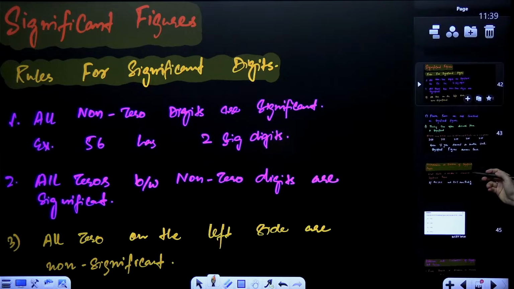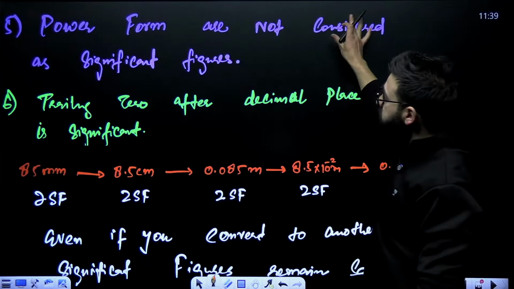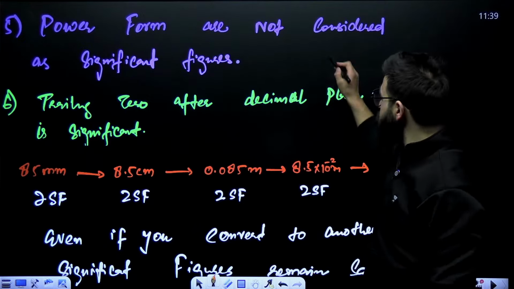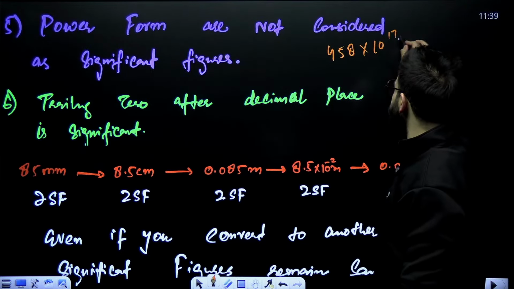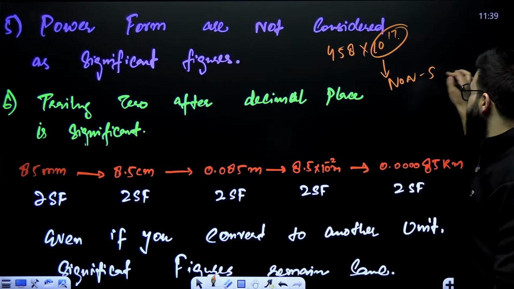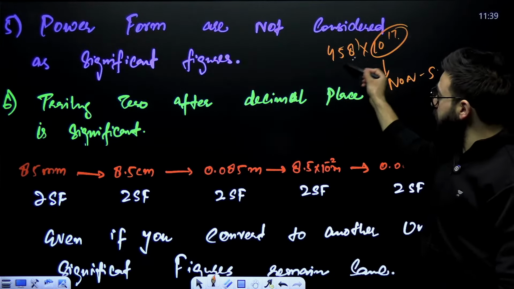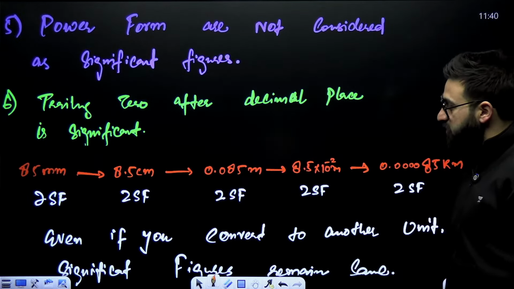Next, power forms are not considered to be significant. Like 458 into 10 raised to power 17. The power is non-significant, so here we consider only these 3 digits as significant. Power forms are not considered to be significant.